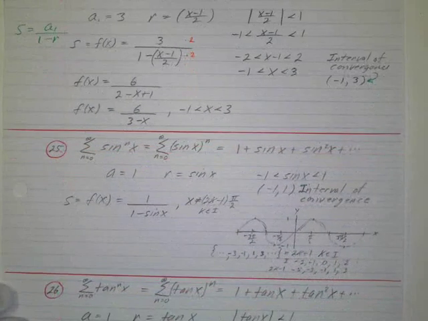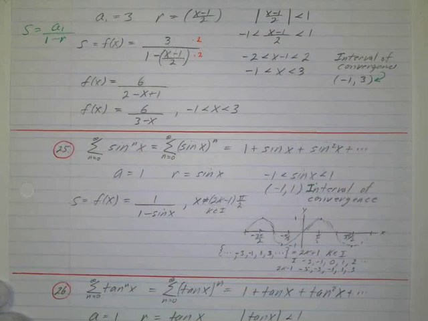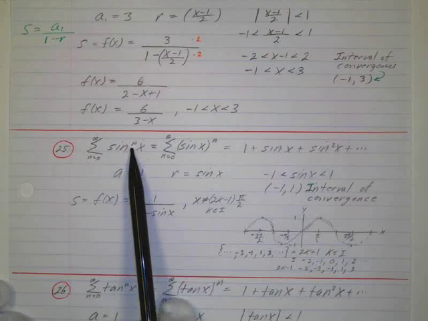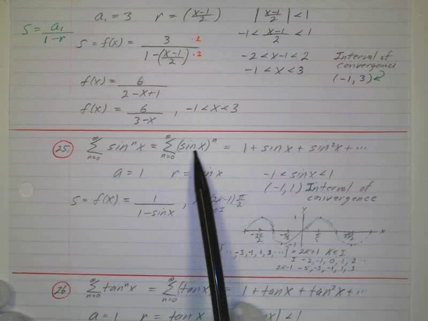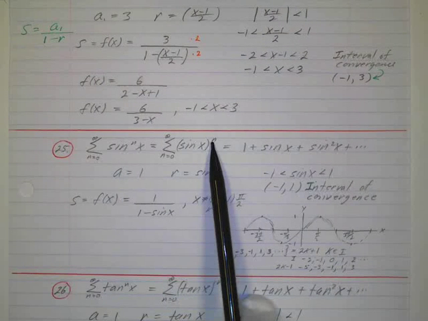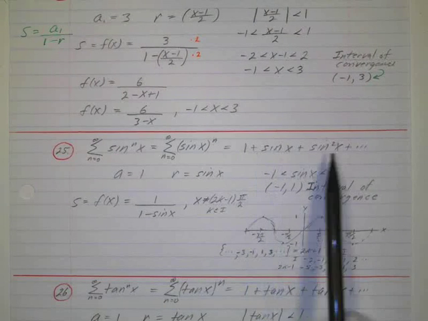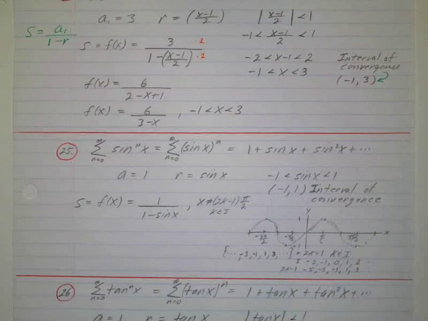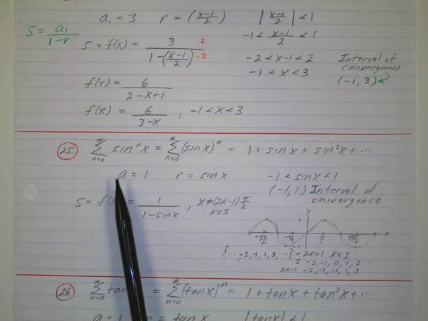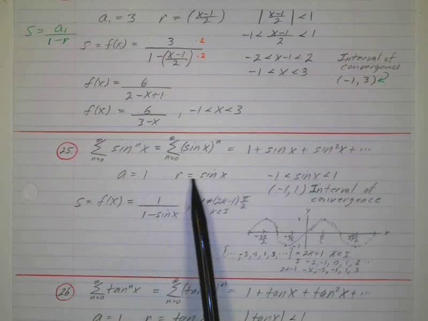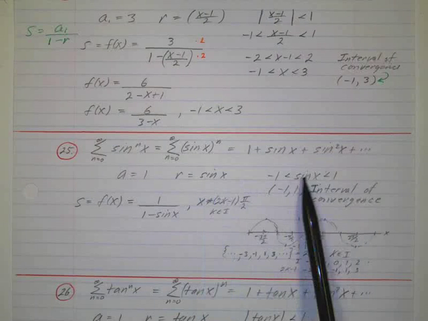Okay, number 25. And again we have this summation. We've got sine to the nth of x, so I rewrote it as sine of x to the nth power. So when n is 0, I've got 1. When n is 1, I've got sine, then sine squared, etc. Okay? So now a sub 1 is 1. All right? And then r equals the sine of x.